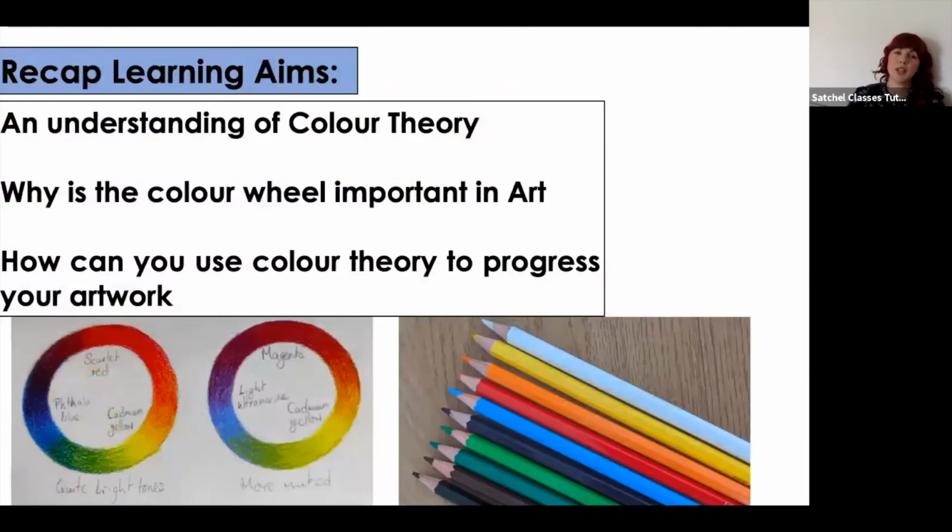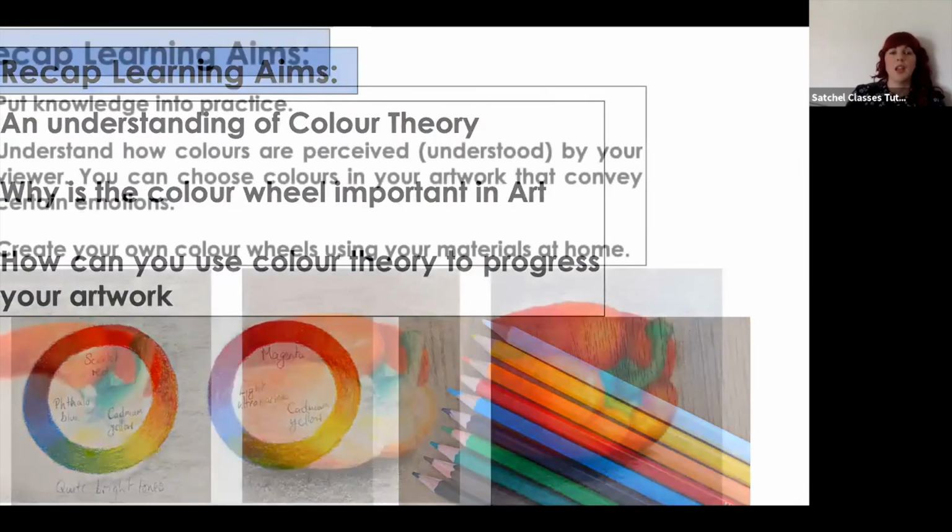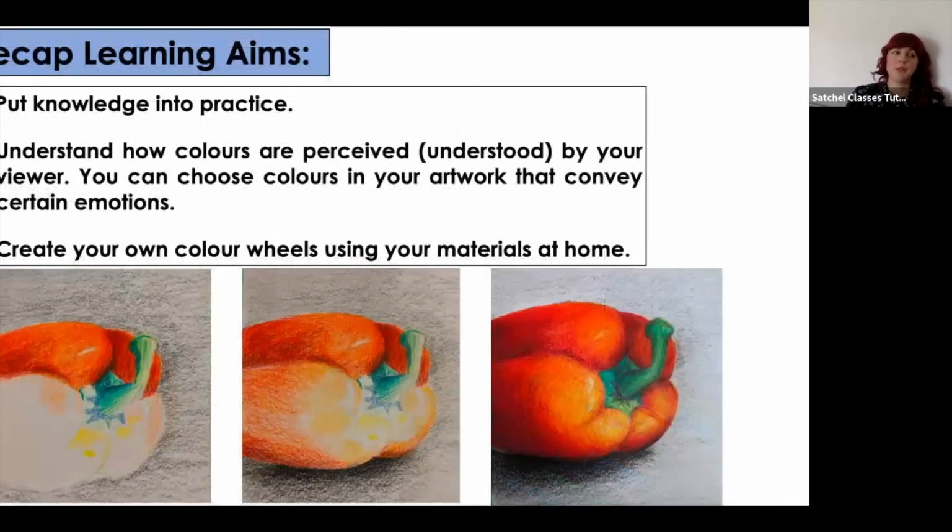So let's have a quick recap now. We've only been in the lesson around 15 minutes, and hopefully you've got a greater understanding of colour theory, why the colour wheel is important in art, and how you can use colour theory to progress your artwork. So the more you know, the more you can put this knowledge into practice. Remember, it is about practice in art. It's about learning and understanding, but then it's also about doing. The more practice you have, the better your artwork will be created.